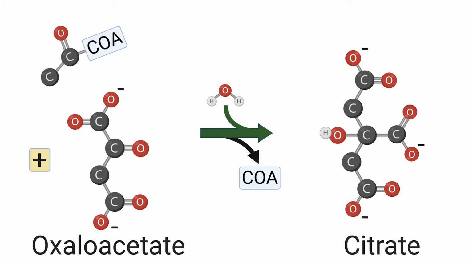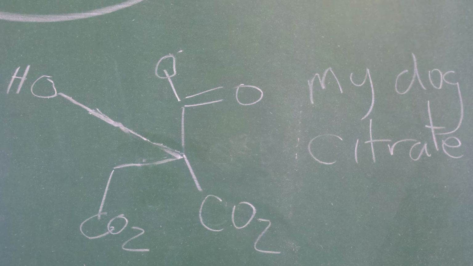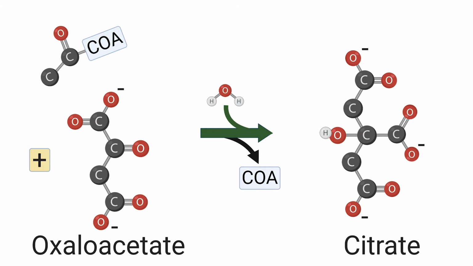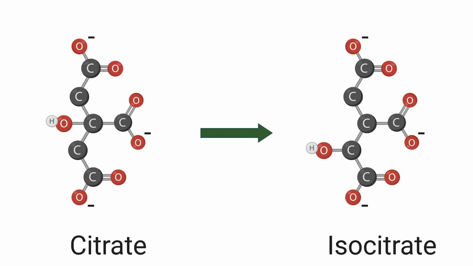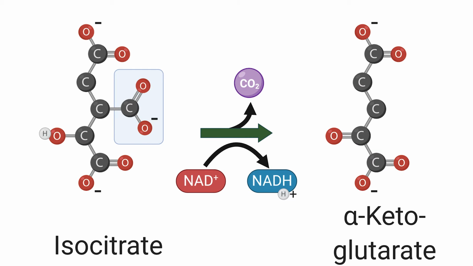The first step in the TCA cycle is when the acetyl group from acetyl-CoA is incorporated into oxaloacetate, forming citrate. Citrate, the ionized form of citric acid, is where this cycle gets its name. Then, citrate is isomerized to isocitrate, which leads us to one of the most important steps, the oxidation of isocitrate into alpha-ketoglutarate. This step accompanies a loss of CO2, a proton, and the reduction of NAD+ to NADH.